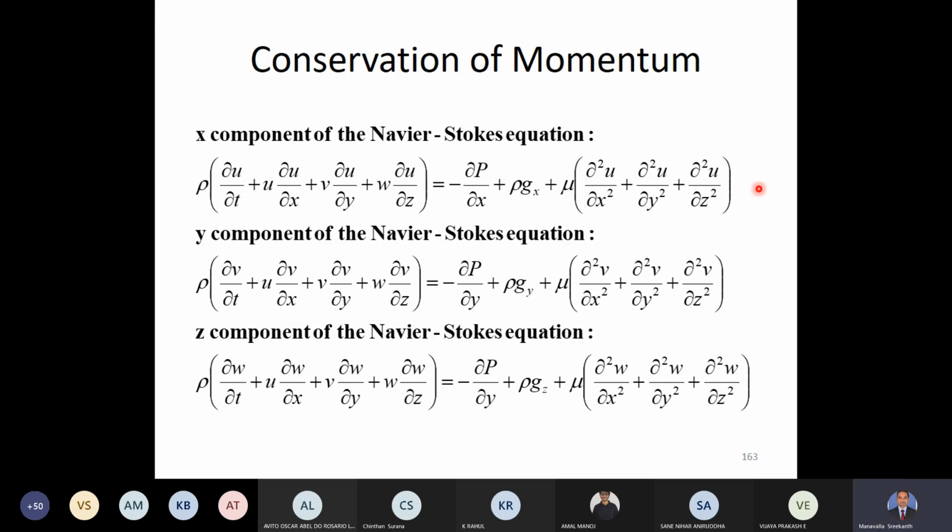So viscous forces are dominant in some types of flows. In such cases, we will have to consider this. So this is the viscous forces. Therefore, you can see that the conservation of momentum is basically some kind of a force balance. Okay. So rate of change of momentum is equal to the sum of certain forces. So similarly in the y direction and in the z direction.